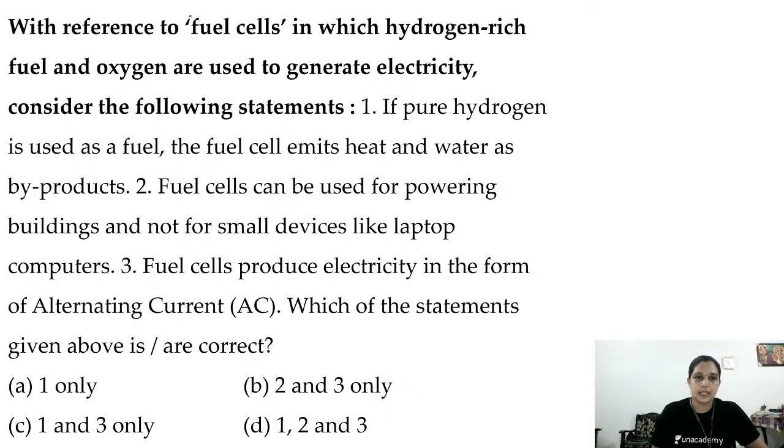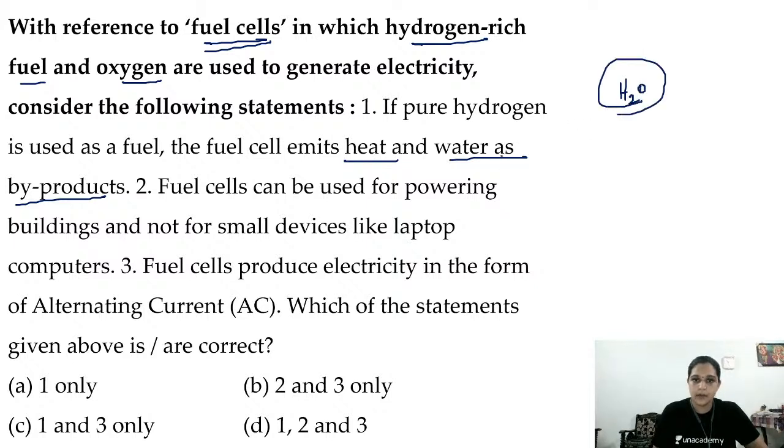With reference to fuel cells, see, this was also a current affair that year, in which hydrogen rich fuel and oxygen are used to generate electricity. If pure hydrogen is used as a fuel, the fuel cell emits heat and water as byproducts. Yes, right. In terms of hydrogen, what happens when hydrogen is oxidized, you get water. So first statement is right. Fuel cells can be used for powering buildings and not for small devices like laptops and computers. Okay. So I know the first statement is right, so I'm eliminating this option.